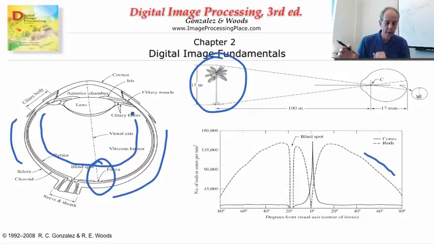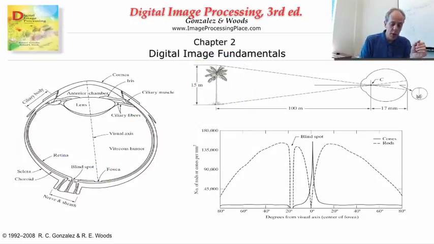Before I detail a bit more about that, I want to tell you that there is a region in the retina that has basically no sensors. And that's that region here. That's called the blind spot. Basically, there's no receptors there, and we don't notice that.